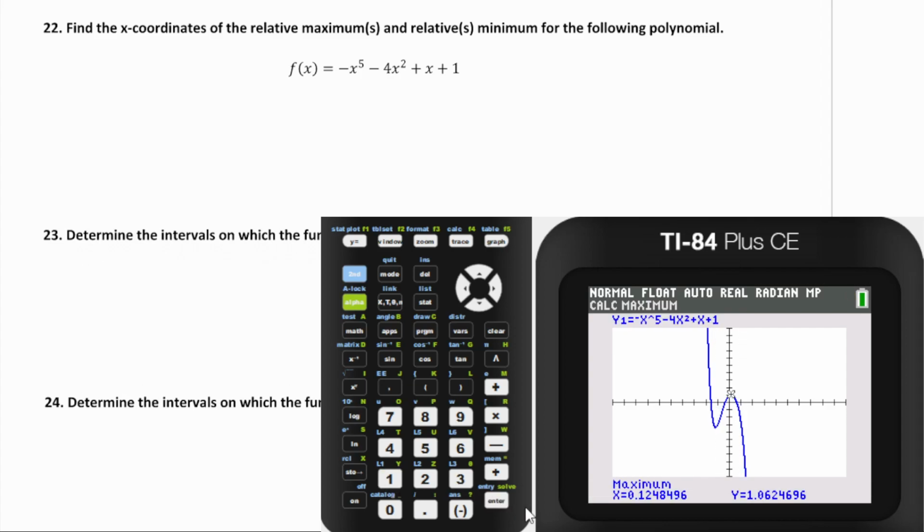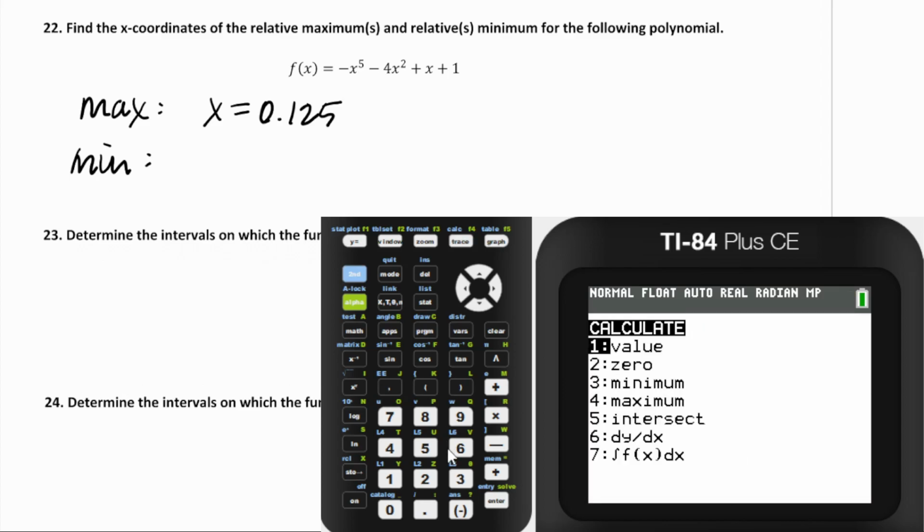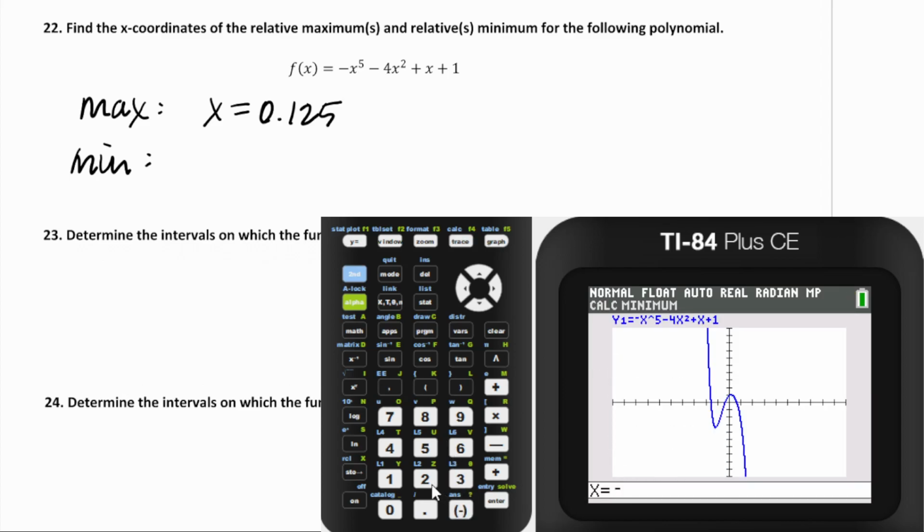And yeah, the x coordinate of the maximum would be x equals 0.125 or 0.124. And the minimum is going to happen over here between, say, maybe negative 2 and 0. So calculate the minimum. Negative 2 is to the left of the minimum. 0 is definitely to the right of the minimum. And that'll happen at x equals negative 1.209. Or negative 1.208.